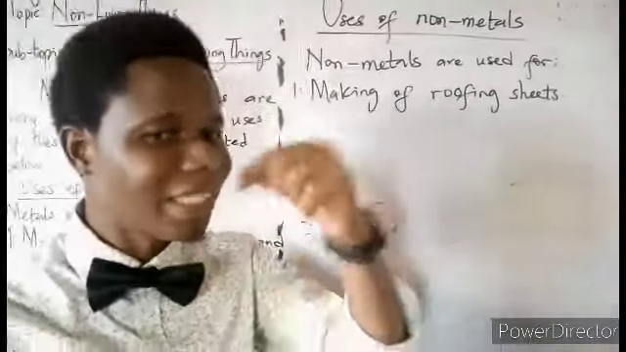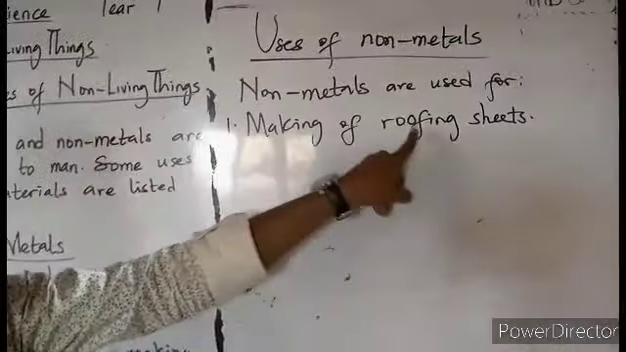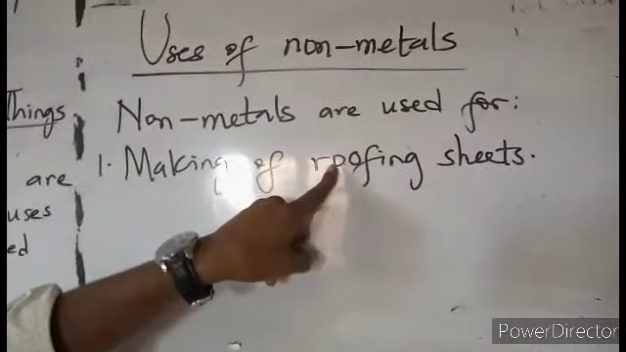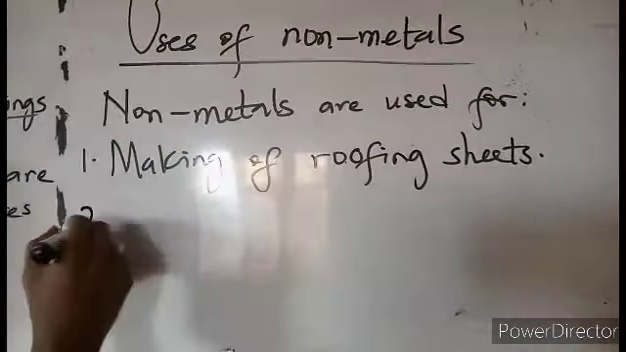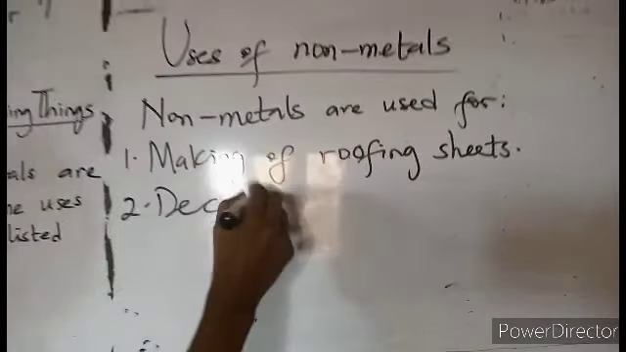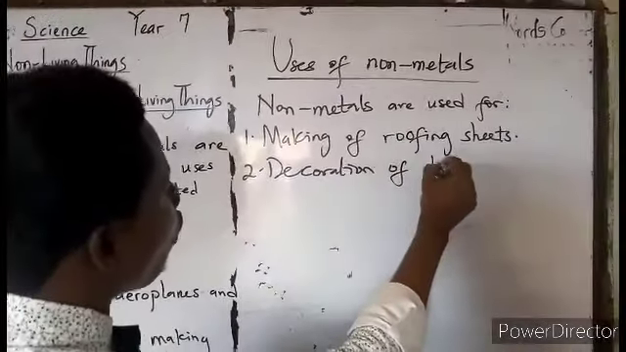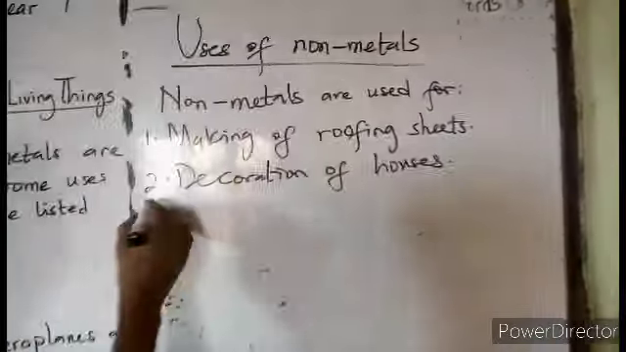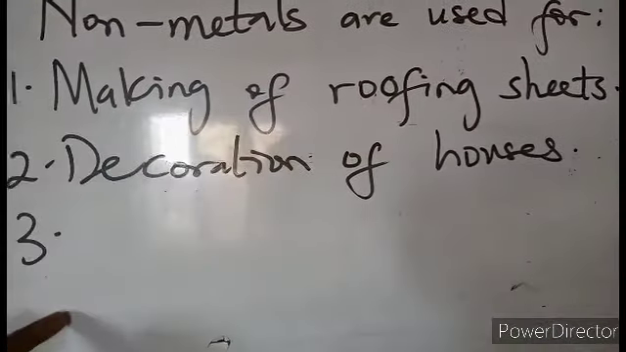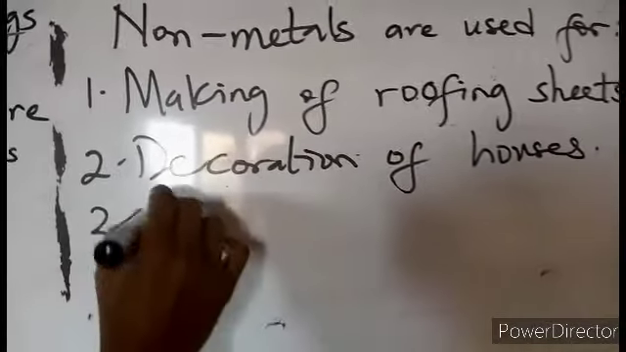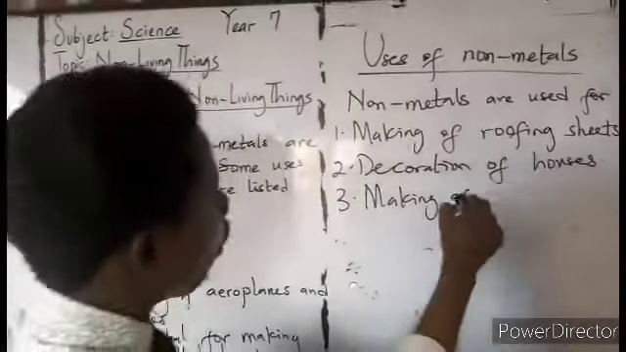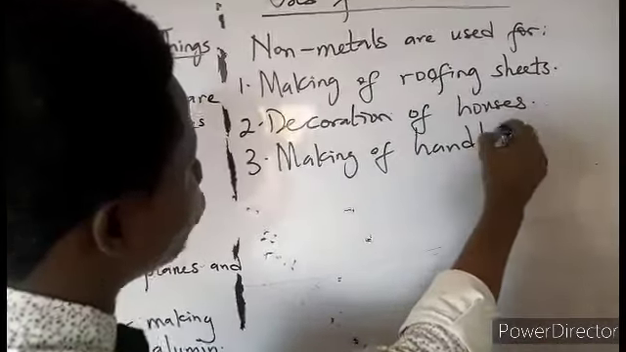That's what I mean by it can also be used for what? For making of what? Roofing sheet. It can also be used for decoration of houses. Non-metal decoration of what? Of houses. Alright, let's look at another one. It can be used for making handles. Making of what? Of handles, of different handles.